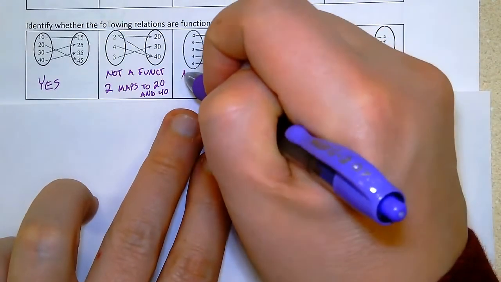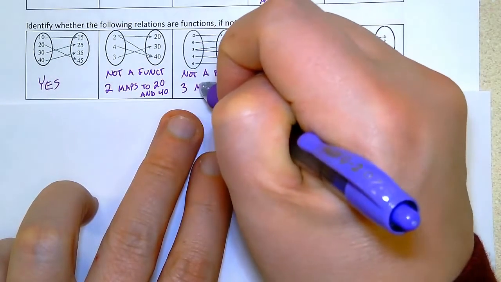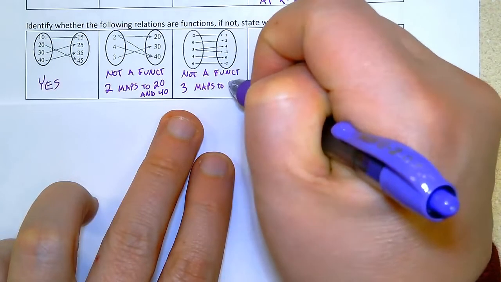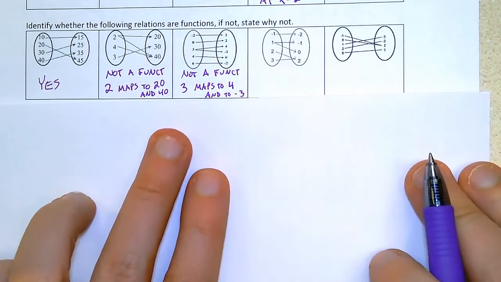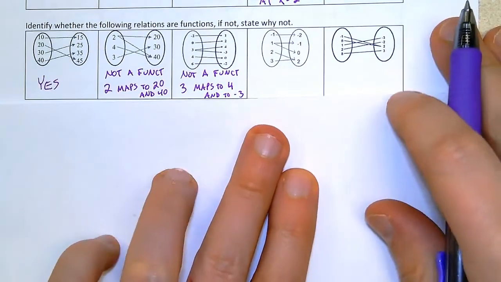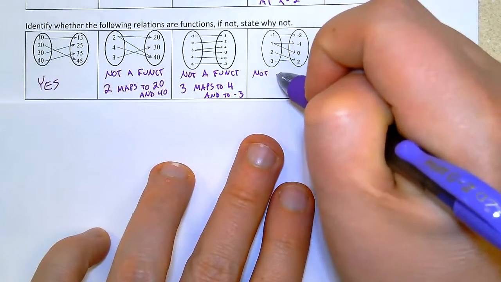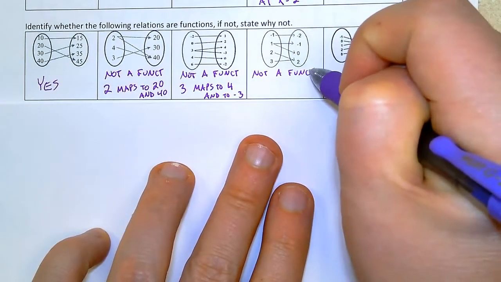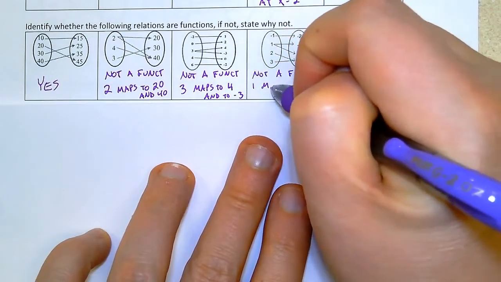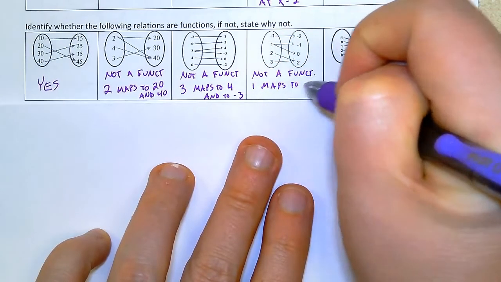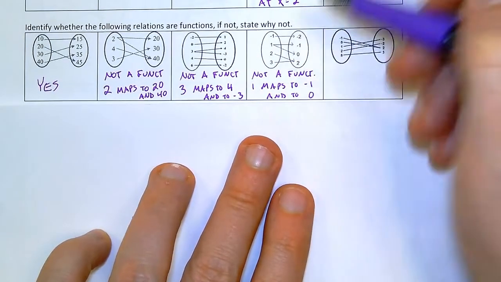Our third diagram is not a function because 3 maps to 4 and to -3. Our next one's not a function because 1 maps twice. 1 maps to -1 and to 0. So that 1 goes to 2 locations.